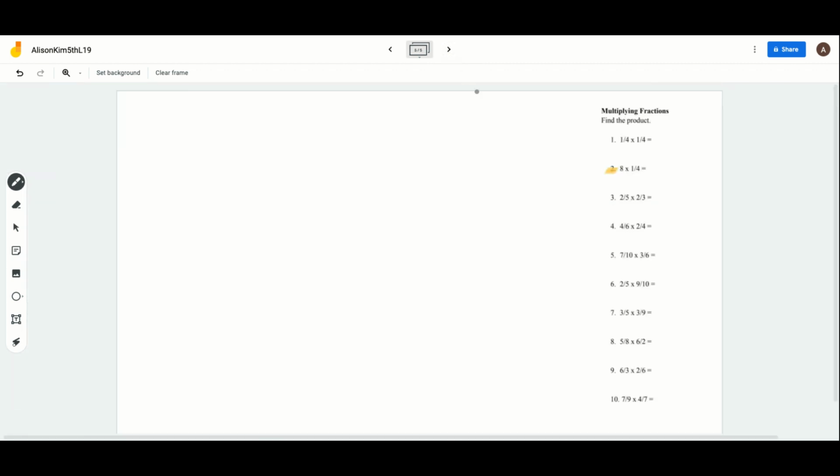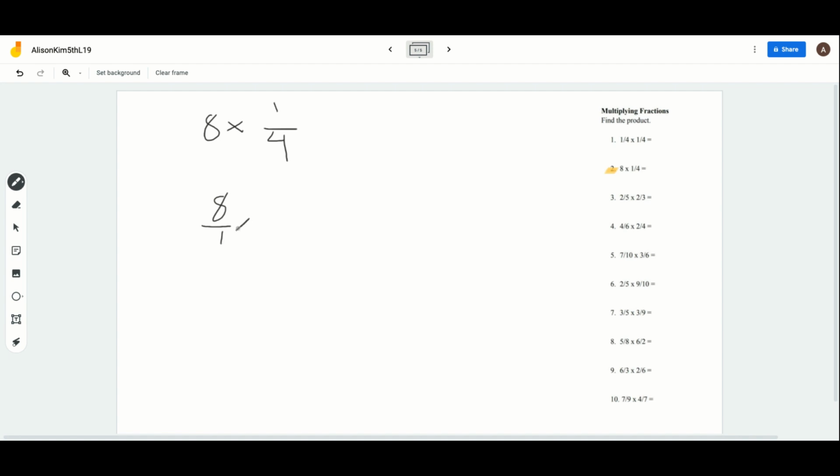Now we get to multiplying fractions. So we're going to do number 2 together, and we get 8 times 1/4. Now for multiplication, you don't need to worry about getting the same denominators. We just need to multiply across. And we know that 8 is a whole number, right? And 1/4 is a fraction. And we want 8 to be a fraction too. And we know that 8 is the same thing as 8 over 1. So we're just going to assume that's a fraction.